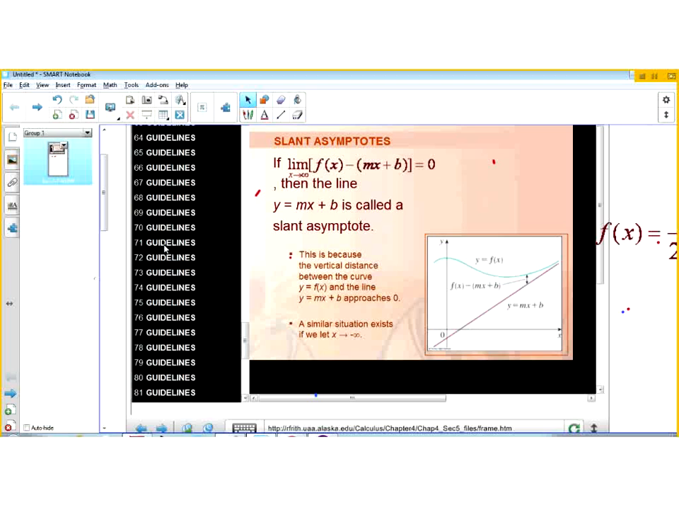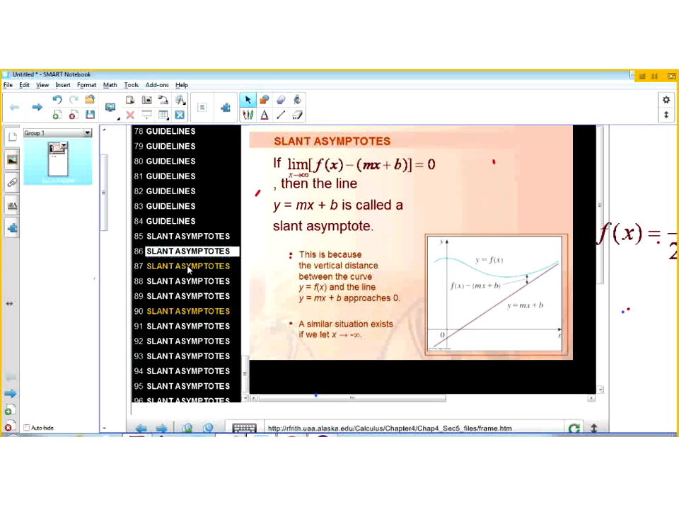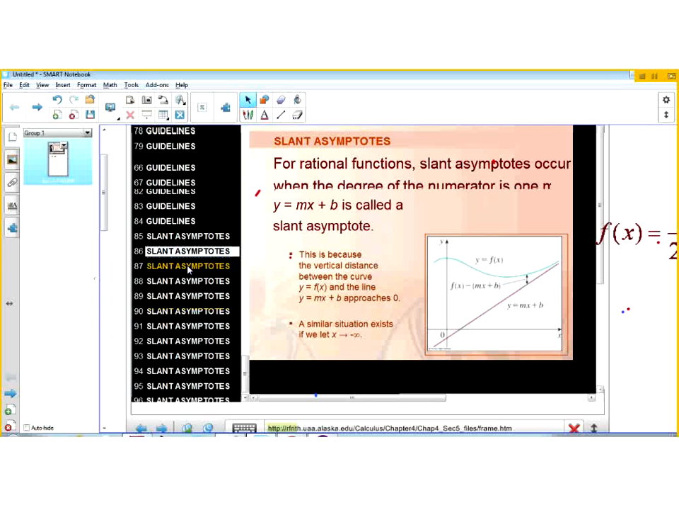What slant asymptotes can be interpreted as: if the limit as x approaches infinity of a function, shown in blue, minus some line is equal to 0, then the line is called a slant asymptote. This is because the vertical distance between the curve f of x and the line approaches 0 as x approaches infinity, and we could have a similar situation as x approaches minus infinity. We've seen that in the first project, a prime example.